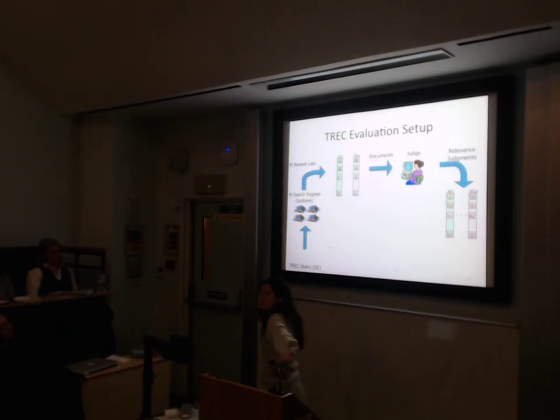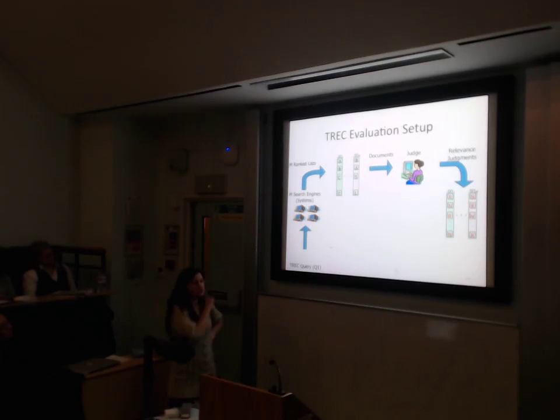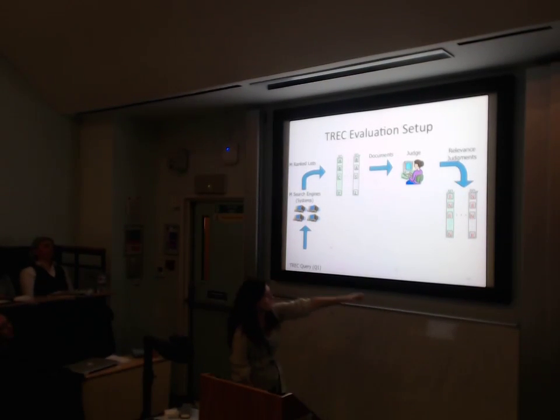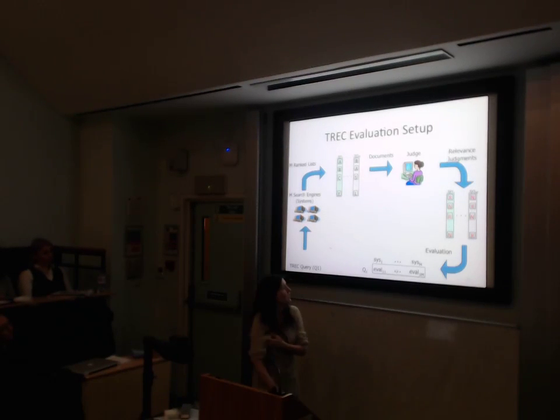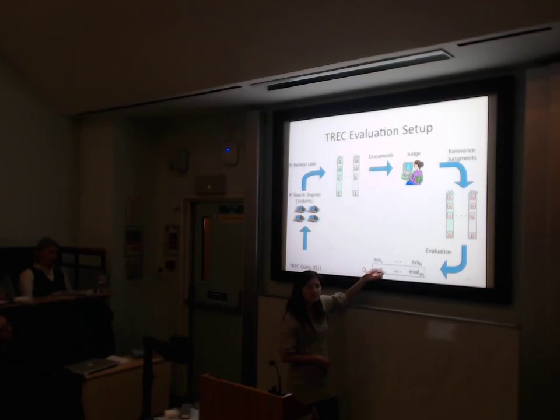Okay, so now we have obtained the relevance judgments. Now we would like to use those judgments to evaluate the quality of these systems. I use an evaluation metric. This could be average precision and DCG and so on. And I report the results.